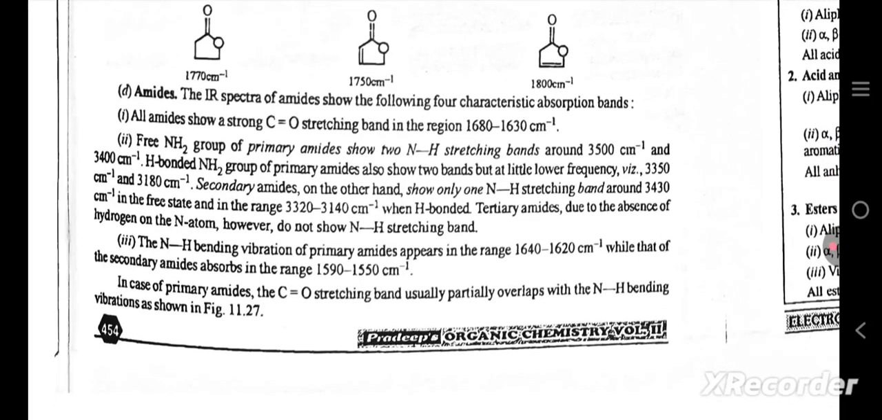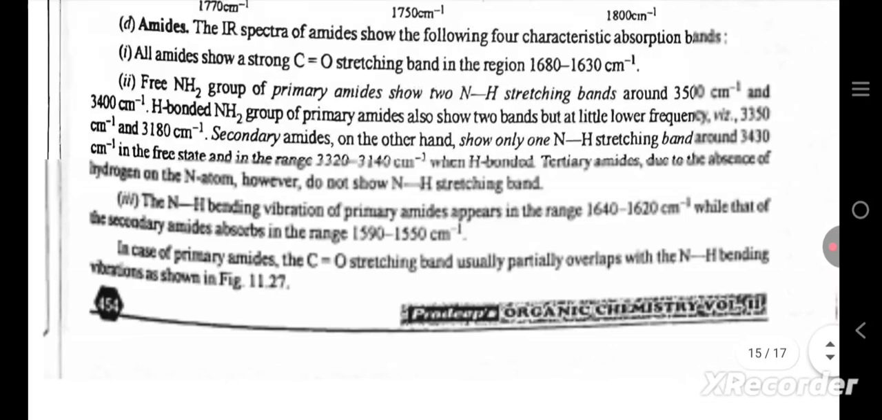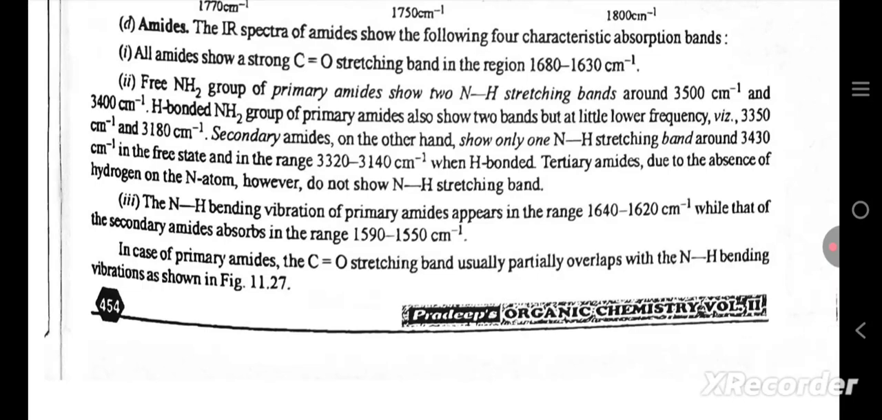Amides. The IR spectra of amides show the following four characteristic absorption bands. All amides show a strong C=O stretching band in the region 1680 to 1630 cm⁻¹. The free NH2 group of primary amides shows two NH stretching bands around 3500 cm⁻¹ and 3400 cm⁻¹. The H-bonded NH2 group of primary amides also shows two bands, but at a little lower frequency: 3350 cm⁻¹ and 3180 cm⁻¹.